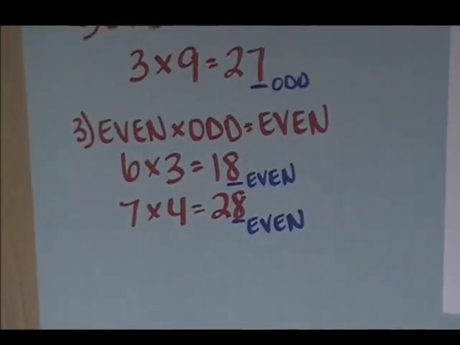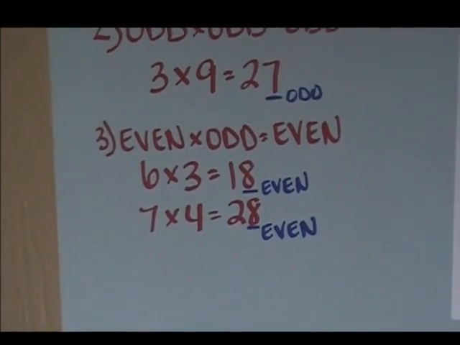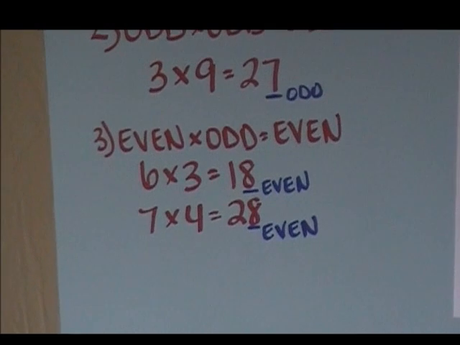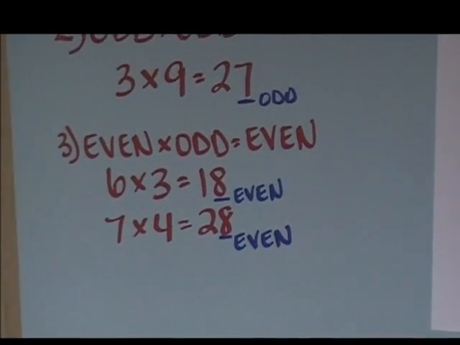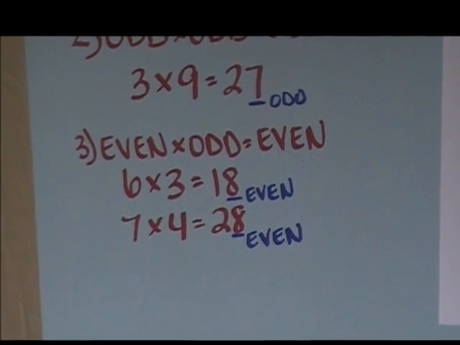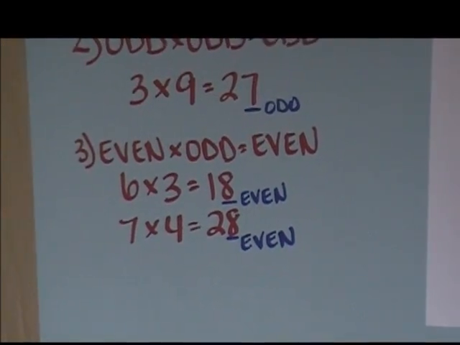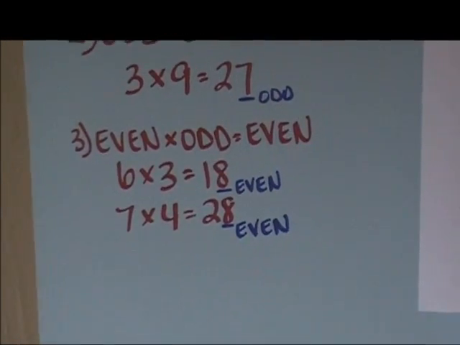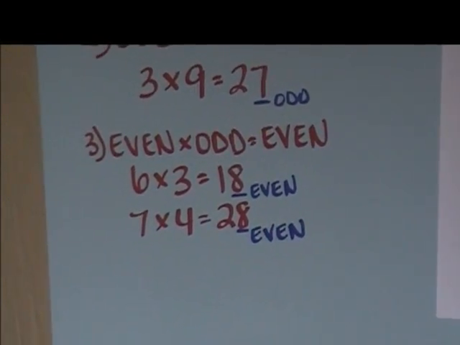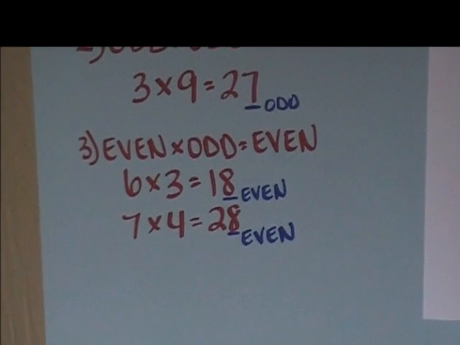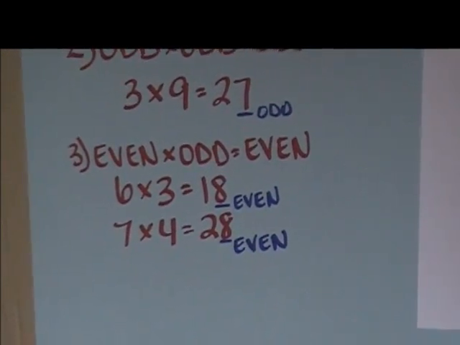Also, even times an odd gives us an even. Some examples: 6 times 3 equals 18. 6 is even, 3 is odd, and our answer is 18, which is even. Another example is 7 times 4 equals 28. 7 is odd, 4 is even, and our answer is 28, which is even.